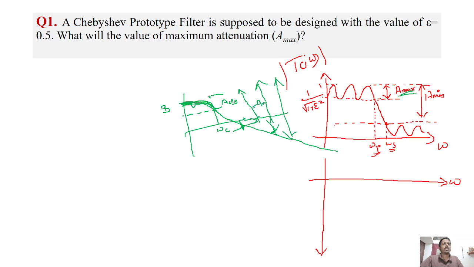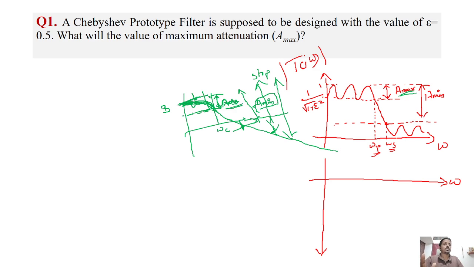So that is denoted as a minimum. That is the minimum attenuation in the stop band. And in the passband, ideally speaking, there should not be any sort of attenuation, but still there will be some attenuation. At this point there will be some attenuation, at this point, at this point. So what is the maximum attenuation possible in the passband? That is denoted as A max.